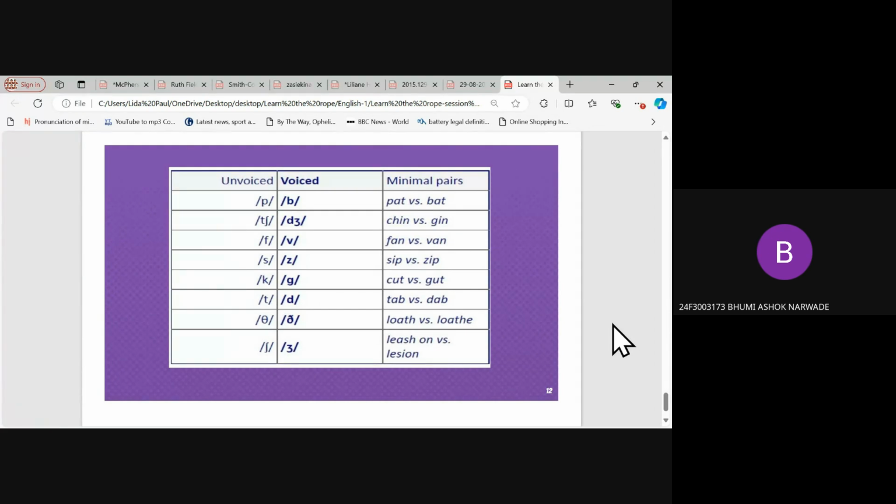Pardon? Okay, ma'am. Yes. The last second row, the both, load versus load. What's the pronunciation? The first one is loath, and the second one is loathe.